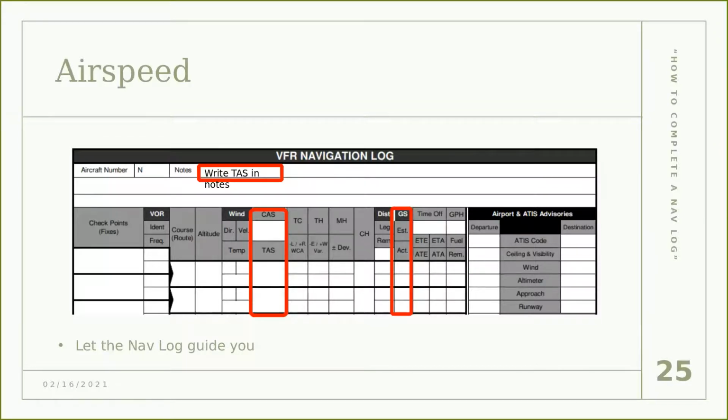All right, airspeeds. You're going to want to write true airspeed in the notes. I don't know why I put that there, since true airspeed is actually on the nav log. Maybe I meant indicated airspeed. I don't know what I meant. But you have true airspeed, you have calibrated airspeed, you have indicated, you have ground speed, and people are like, why can't we just go with one number? Anyone want to guess what's the difference between them? Does anyone remember?